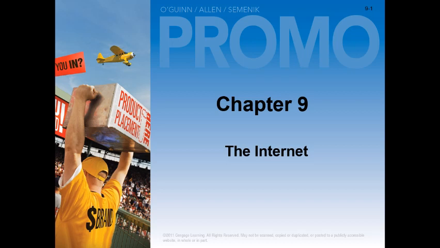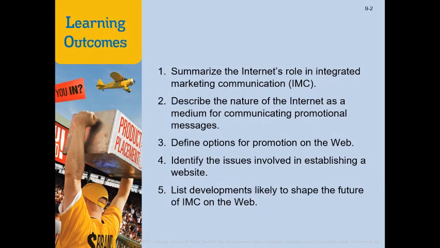So today we will go over the following learning outcomes or objectives. Summarize the internet's role in integrated marketing communications, first of all. Then describe the nature of the internet as a medium for communicating promotional messages. 3. Define options for promotion on the web. 4. Identify the issues involved in establishing a website. And number 5, list the developments likely to shape the future of integrated marketing communications on the web.